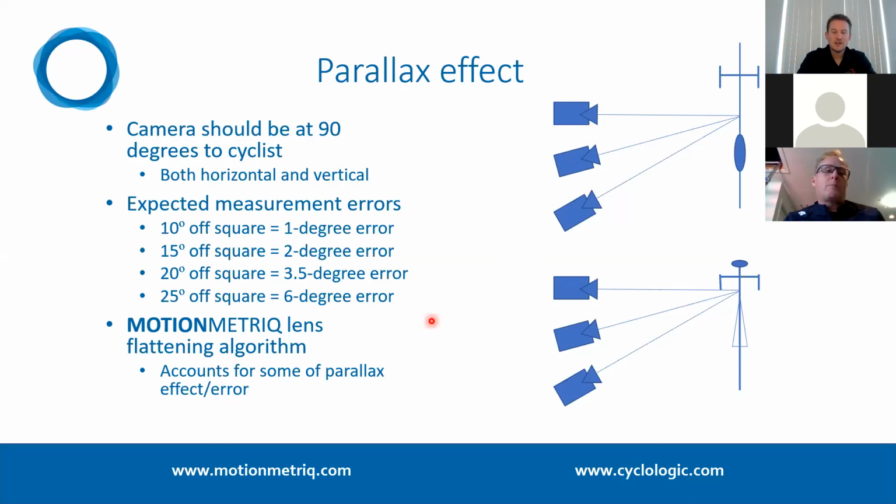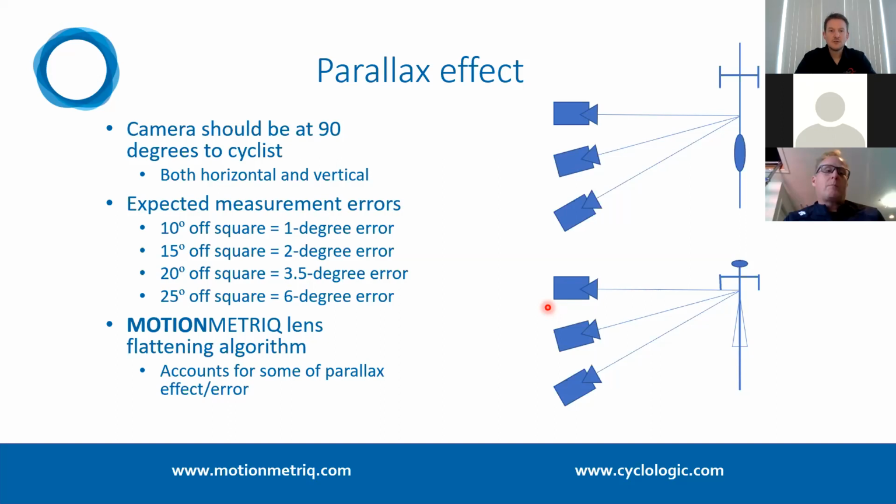But another thing that we have in our Fit Studios is the cameras are wall mounted on sliders, which gives us a lot more flexibility. If we want to focus on knee angle, for example, we'll lower that down to really reduce that parallax error or any risk of the parallax error. The MOTIONMETRIQ software that we use and that we've created and developed actually has a lens flattening algorithm in it that takes into account some of this parallax error and reduces the severity of it.